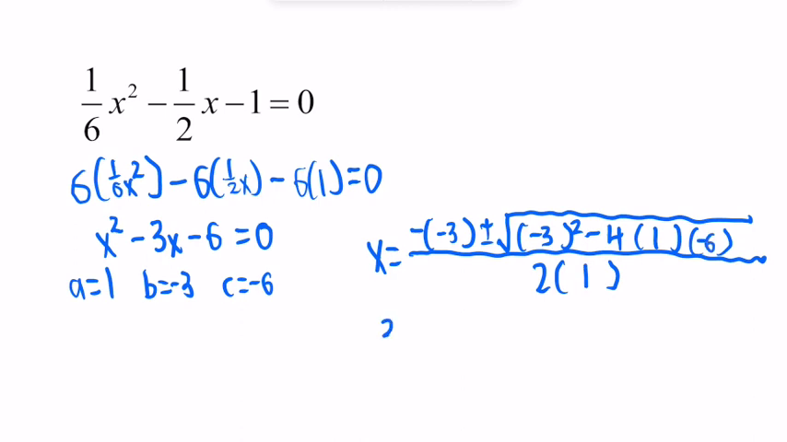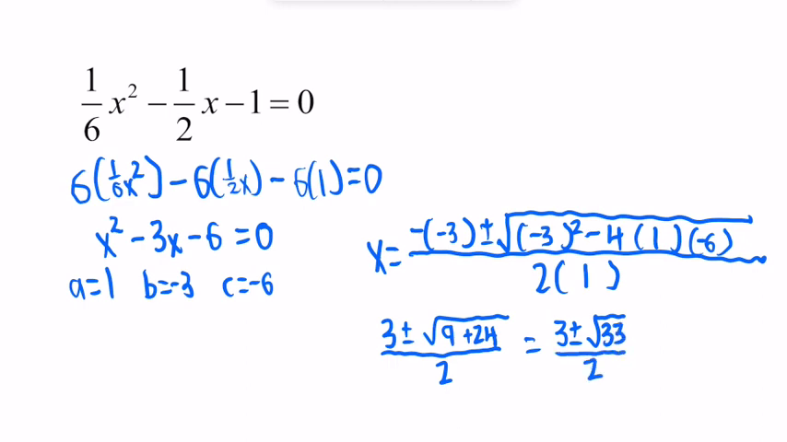The negative of negative 3 is 3. Under the square root, negative 3 squared is 9. Negative 4 times 1 times negative 6, we have plus 24. And then the denominator, 2 times 1 is 2. 9 plus 24 under that square root is 33. So we have 3 plus or minus the square root of 33 over 2.